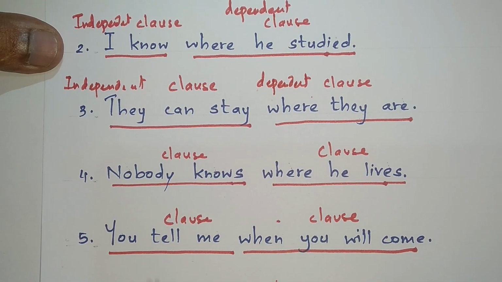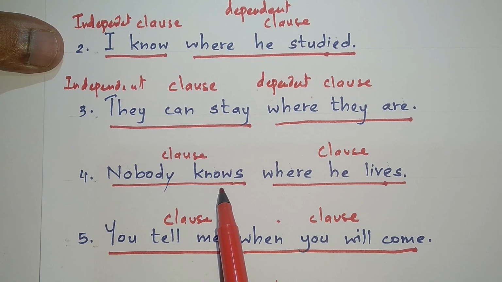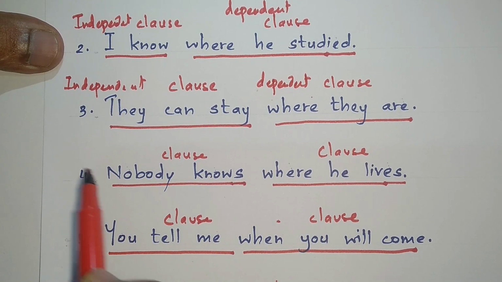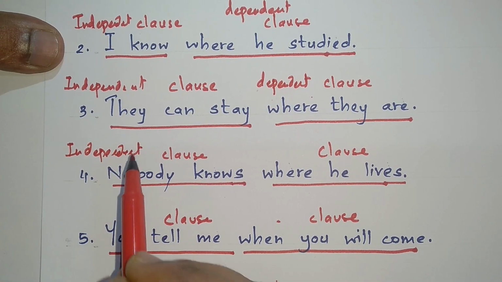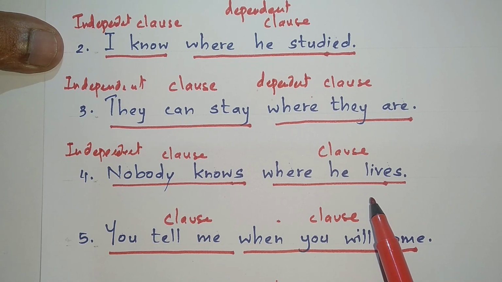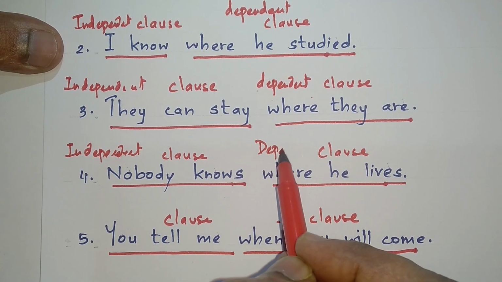Nobody knows where he lives. Nobody knows. Only consider nobody knows. कोई नहीं जानता. Does it make sense on its own? Yes. Therefore, this is an independent clause. Where he lives. वो कहाँ रहता है? It does not make sense on its own. वो अपने आप में complete नहीं है, पूरी information नहीं है और इसीलिए this is dependent clause.